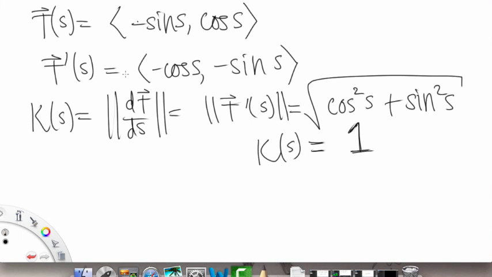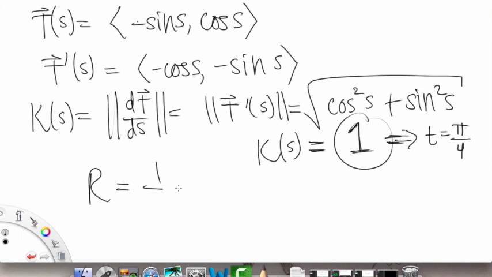This is true at any value of arc length. No matter what the value of arc length, this is always a constant 1. So we can assume it's the same when t is equal to pi over 4. It's not going to matter. Curvature is always going to be 1, for this problem anyway. That means our radius of curvature is 1 over the curvature at our point, so 1 over 1, which is just 1.